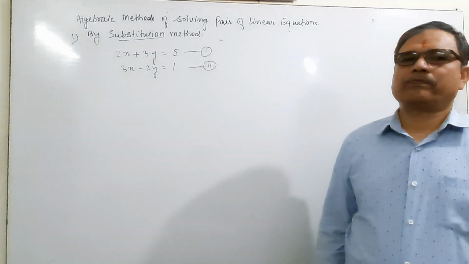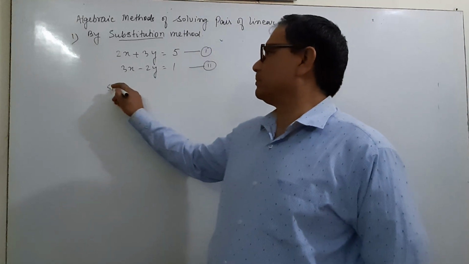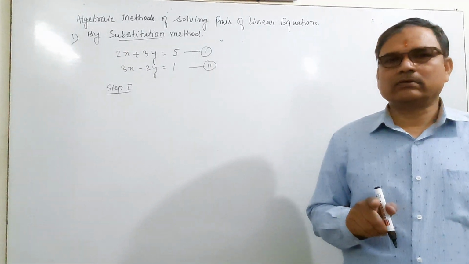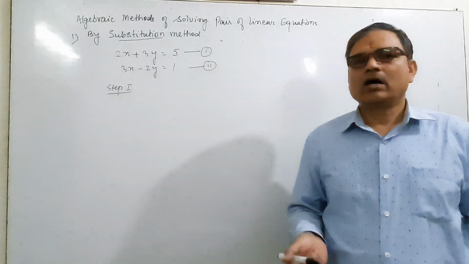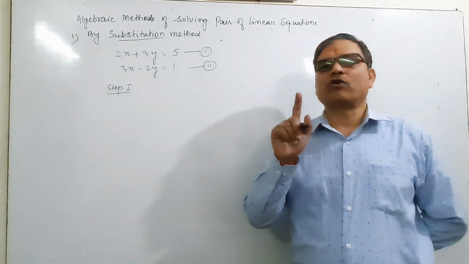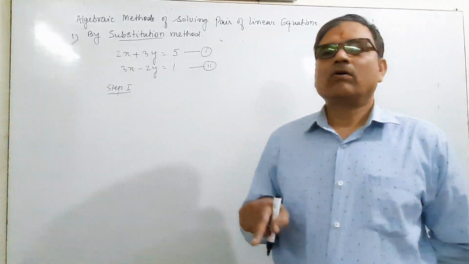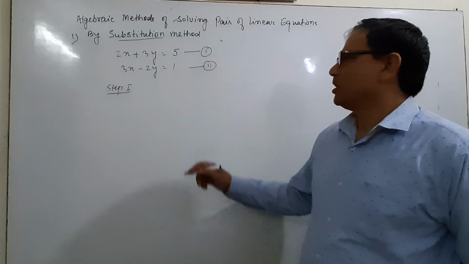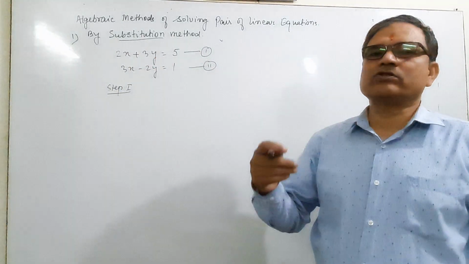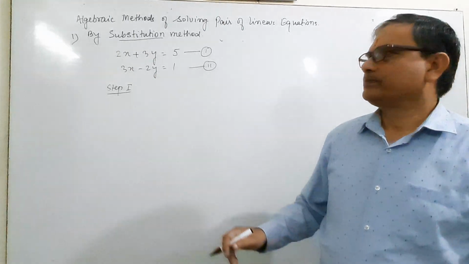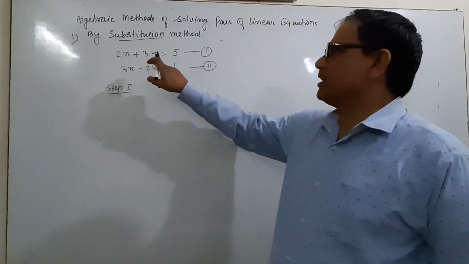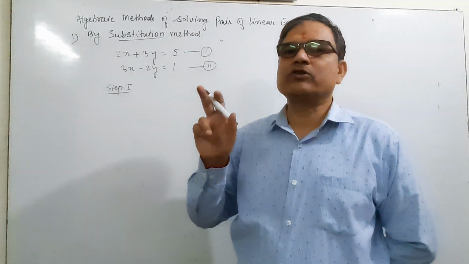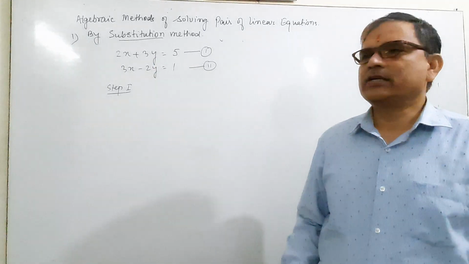First step. Step 1: either from equation 1 or equation 2, express y in terms of x or x in terms of y. Either you can solve the first equation or the second equation. If we take the first equation, then we have to express y in terms of x or x in terms of y. Is it clear?